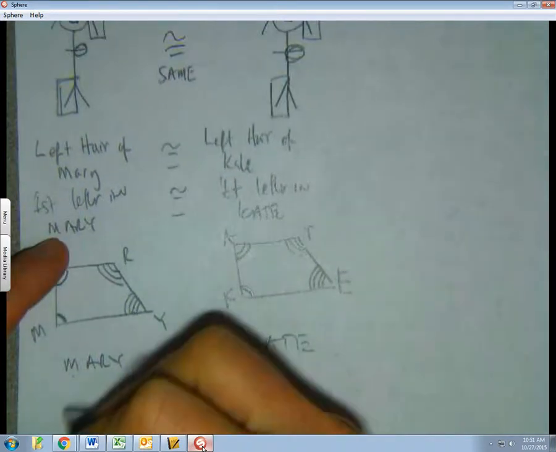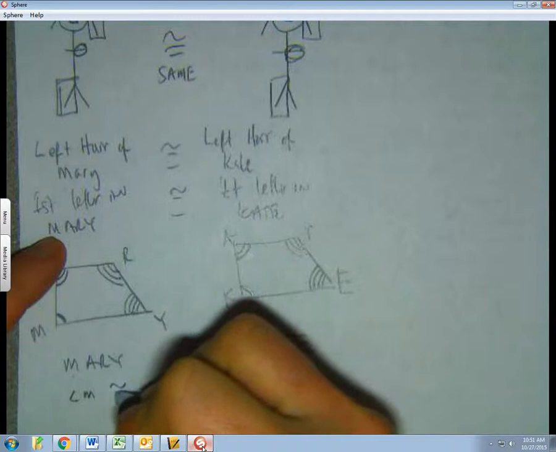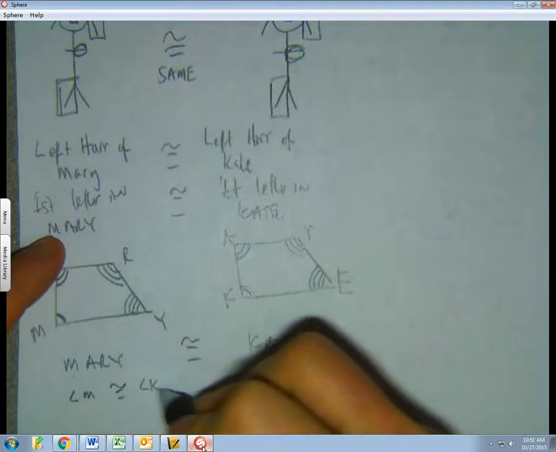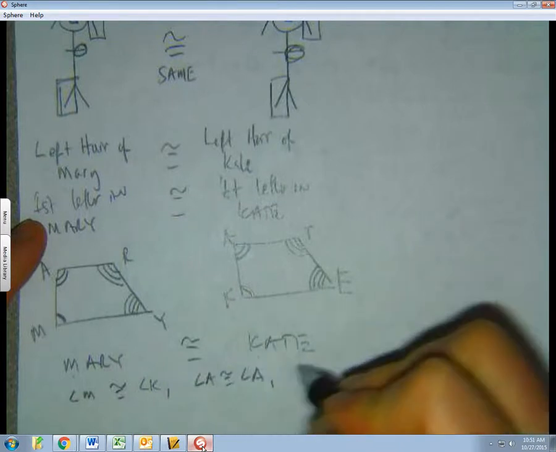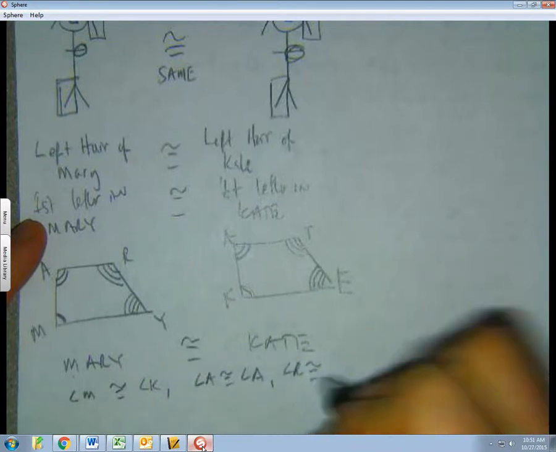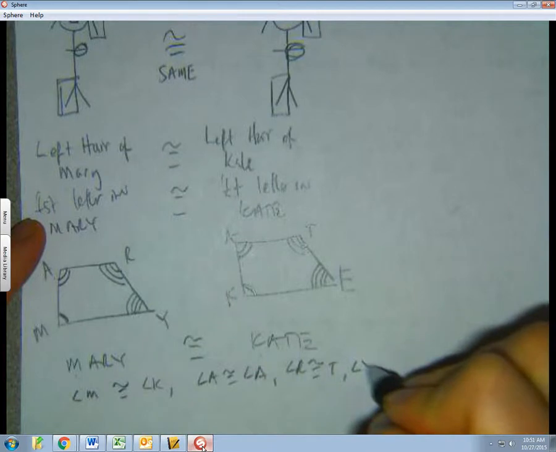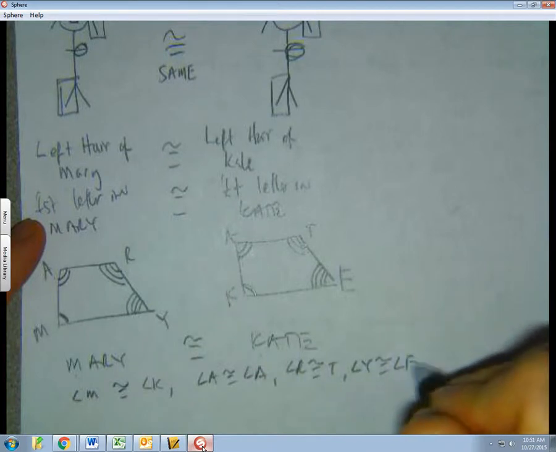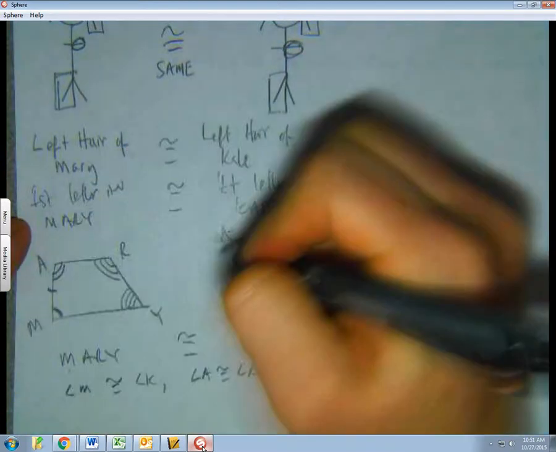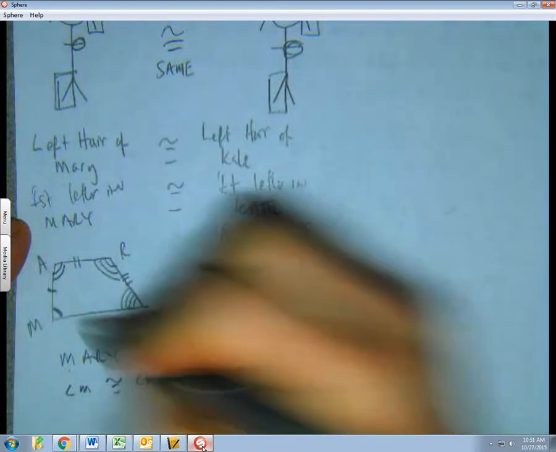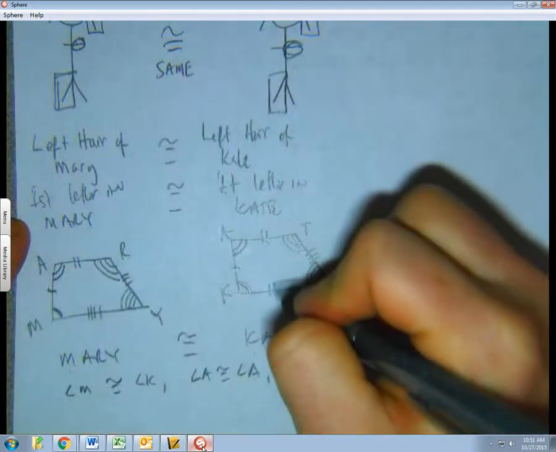Okay? So then we could write all that out. Angle M is congruent to angle K. Angle A is congruent to angle A. Angle R is congruent to angle T. And angle Y is congruent to angle E. All those things are true. Same thing with the segments. That's the same as that. This is the same as this. This is the same as this. And those things are all the same.